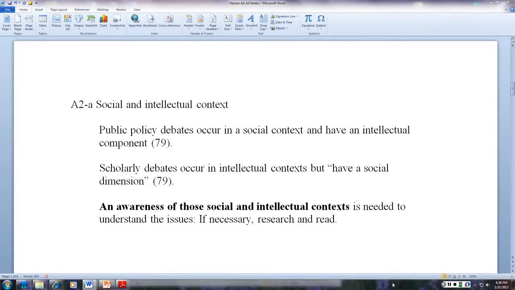When we have a scholarly debate, such as we may have in an academic setting, those occur in an intellectual context, but they typically have a social dimension. If you are reading the text The Immortal Life of Henrietta Lacks, you see that there are public policy and scholarly debates that are entered into in that text about the ethics of medical research, about how we conduct ourselves in that environment. Being aware of these contexts is important. If you aren't sure about what the context is, what the background and the history is, then that's one way that you educate yourself, by reading.